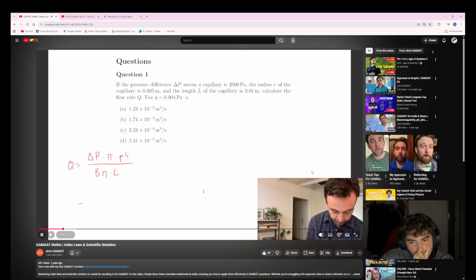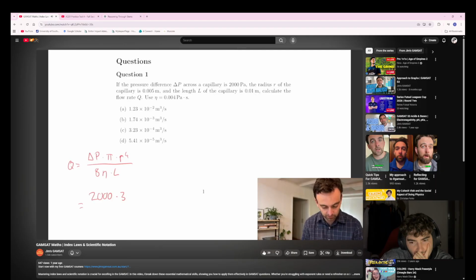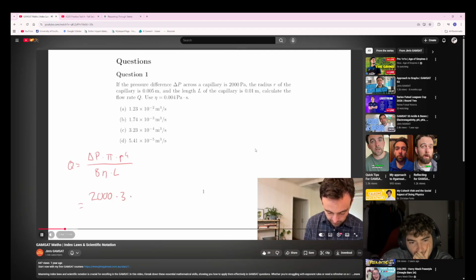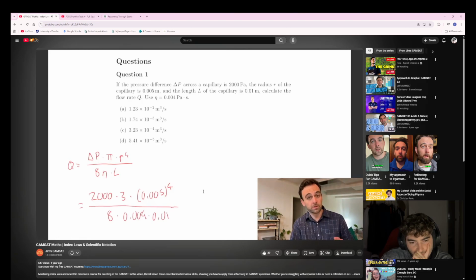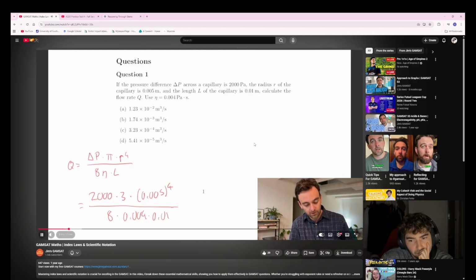And as we start filling in these numbers, you'll very quickly notice I've just said that pi equals 3, just to approximate. You'll very quickly start to see the problem with this. So 8 times 0.004 times 0.01. I would challenge anyone to be able to do that accurately without scientific notation and index laws, because there's so many things that you're going to have to do.